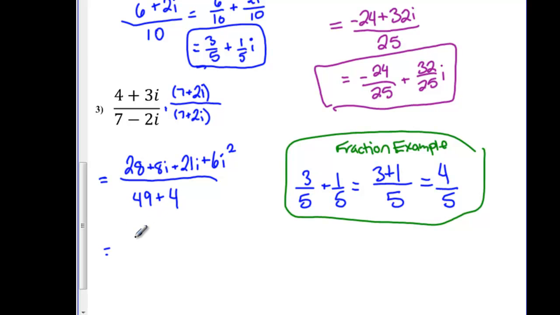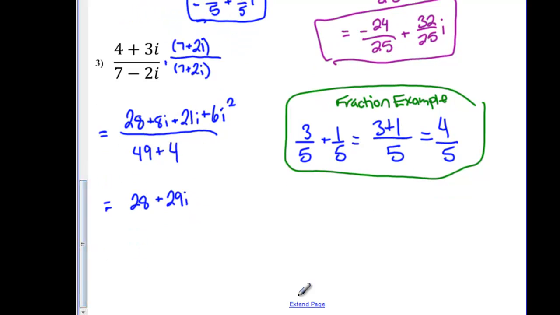So the 28, we're going to keep by itself for a minute. The 8i and 21i we can put together, so plus 29i. And this plus 6i squared, same as 6 times negative 1, so I can just put minus 6. Is that okay? All right. And then all over 53. So we're getting close. Last thing we need to do is combine like terms and split it apart.